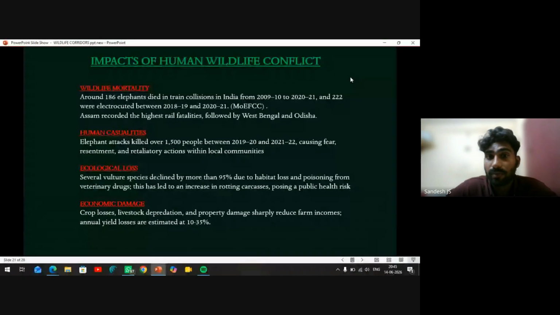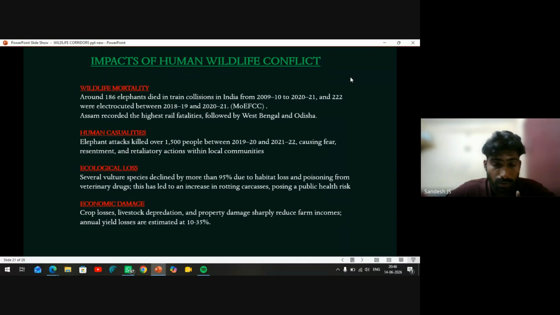Around 186 elephants died in train collisions in India from 2009-10 to 2020-21, and 222 were electrocuted between 2018 and 2019, according to a report from the Ministry of Environment, Forest and Climate Change. Assam recorded the highest rail fatalities, followed by West Bengal and Odisha. So train collisions are happening prominently in our country.